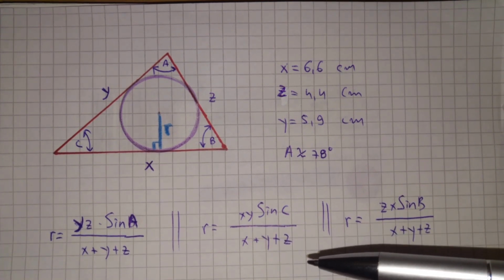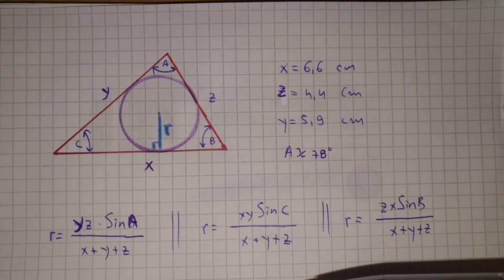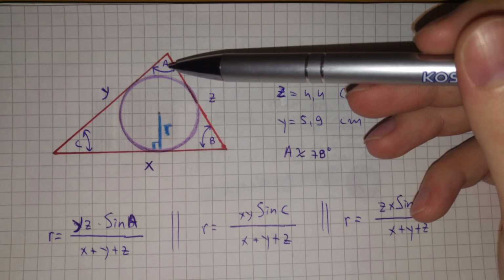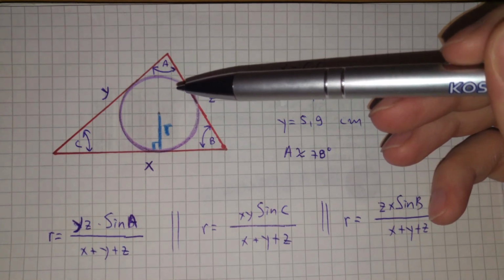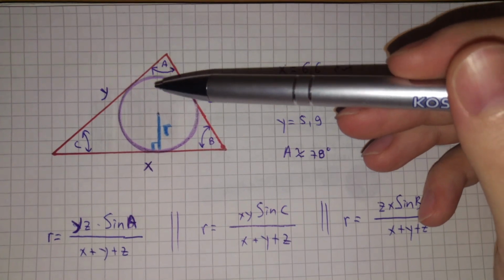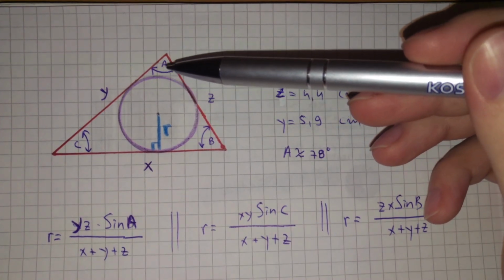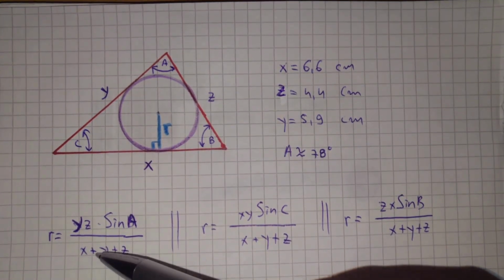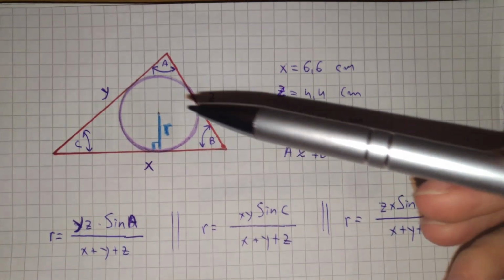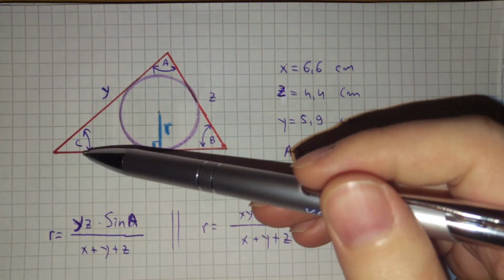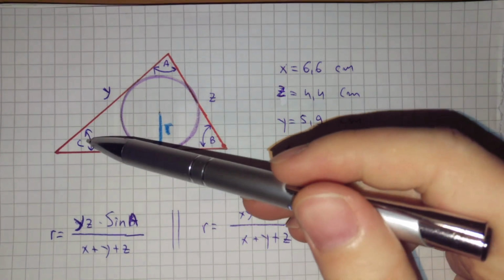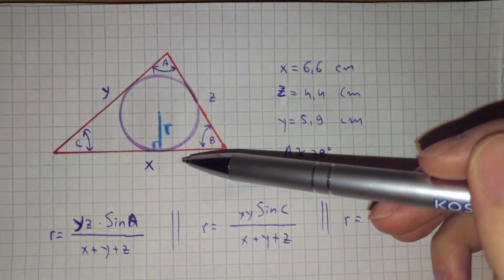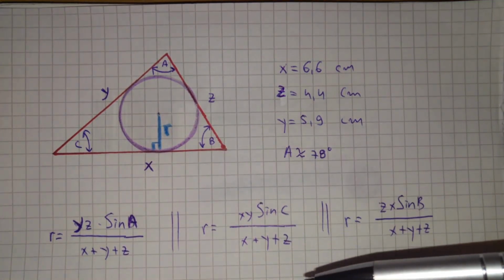What's great about these formulas is that they are easy to remember. All you have to do is just pick up an angle that is known. For instance, let's say that this angle A is known. The radius of the circle is going to be equal to sine of A times the sides that actually form A, so y and z, and divide all of that by the sum of all sides, x plus y plus z. Let's say that we know this angle here, C. The radius of the circle is equal to sine of C times y and x, which form C, and divide all of that by the sum of all sides, x plus y plus z.